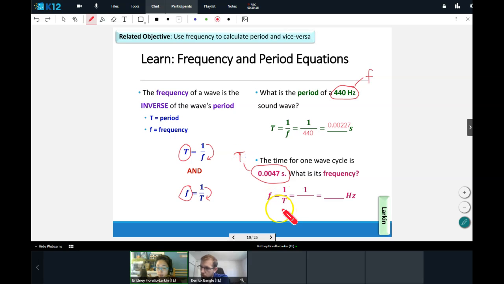And again, we have frequency equals 1 divided by period. So I know my period. Let me plug that in, divided by 0.0047. All right, and let's go ahead and plug that into our calculators. All right, so 1 divided by 0.0047 equals what? Again, units here, we're solving for frequency this time, should be Hertz.